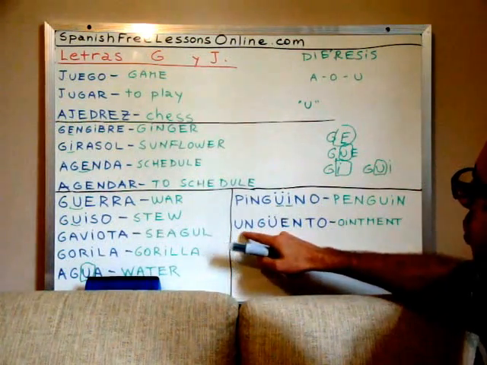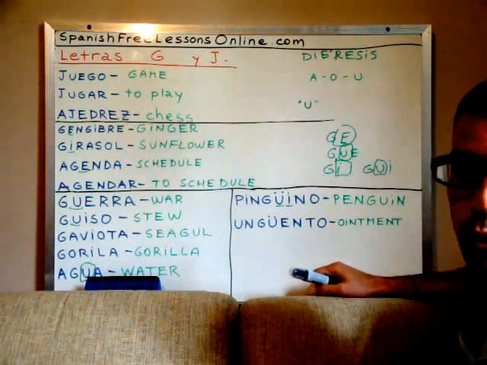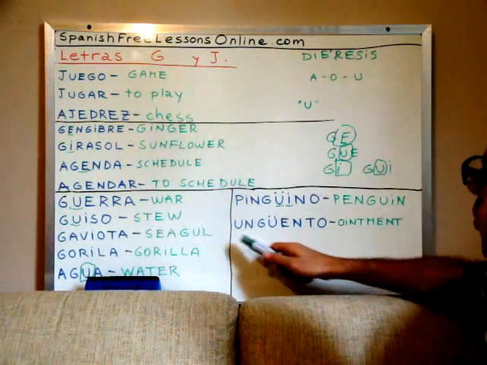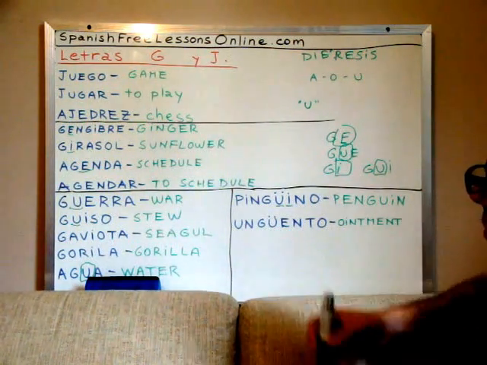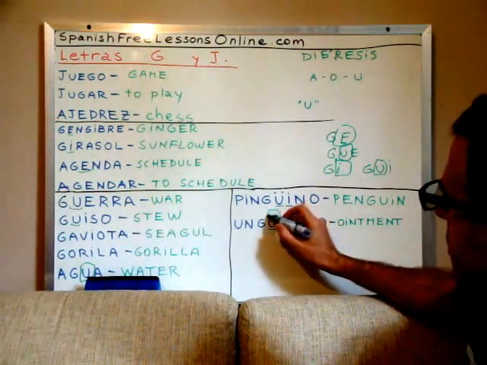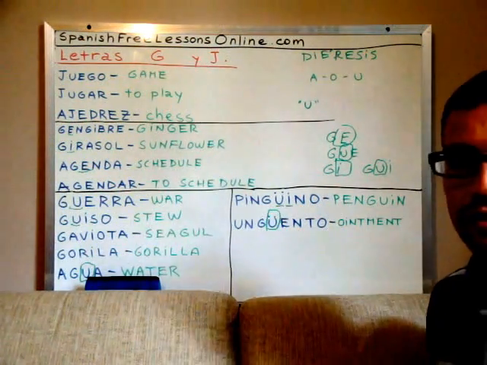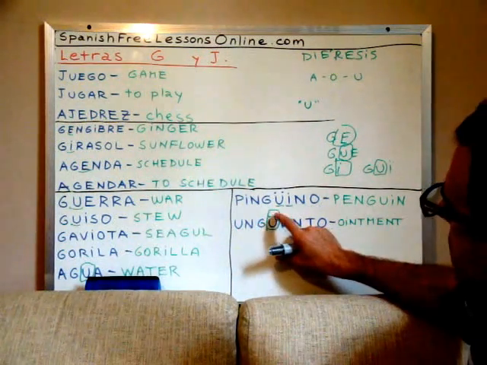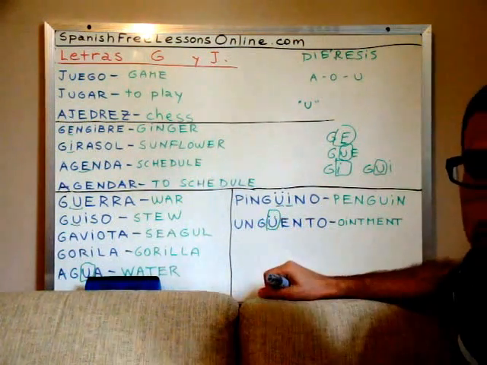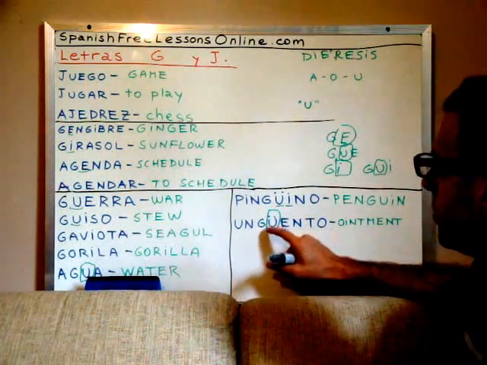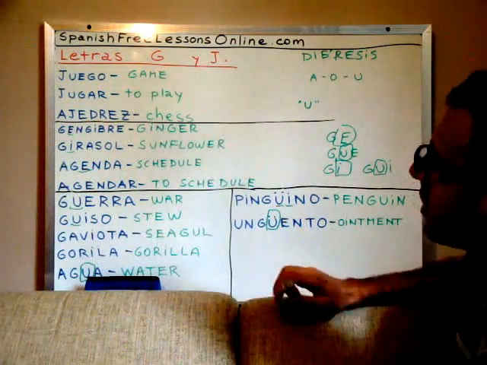Same for ungüento. Ungüento means ointment. As you can see, we are pronouncing clearly the letter U because it has the two points, the diéresis. If we omitted these two dots, this would be ungento. We would be muting the letter U.